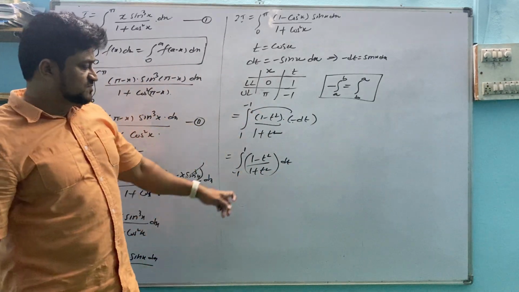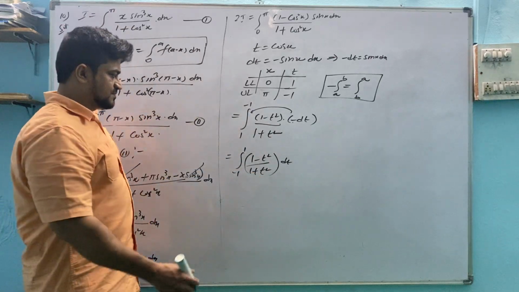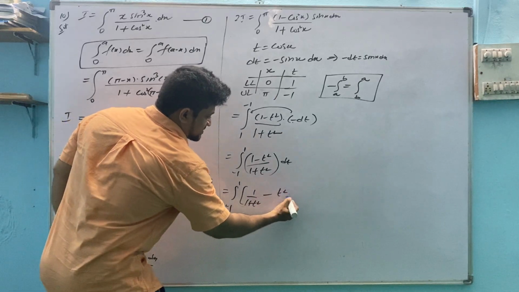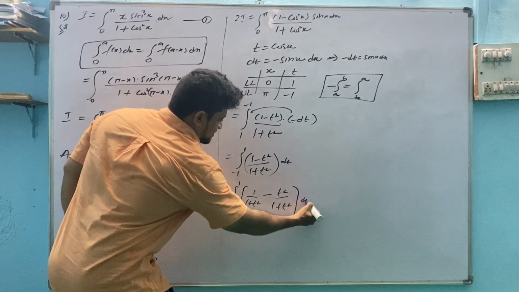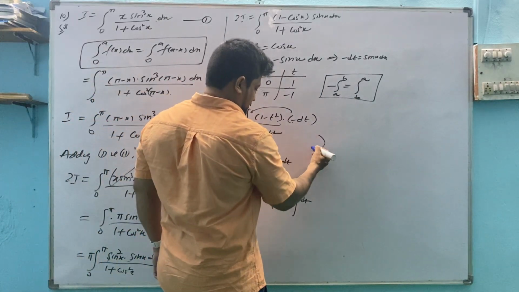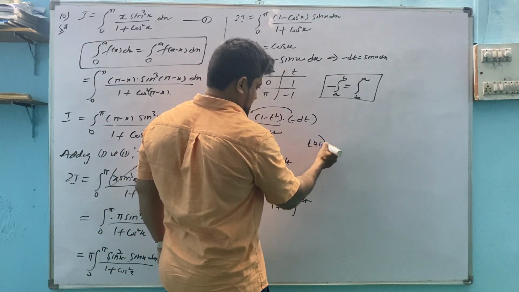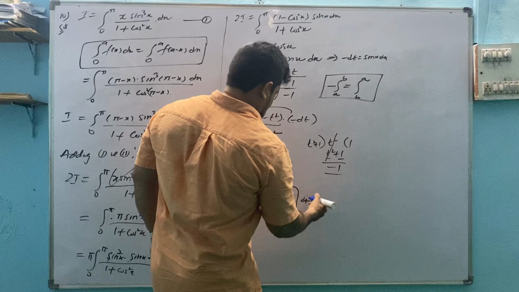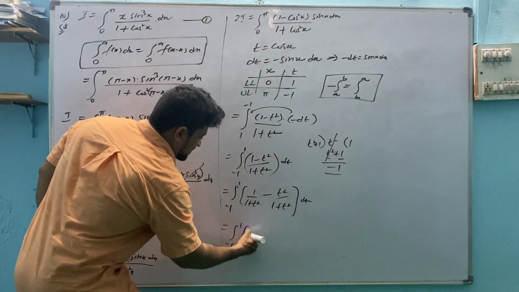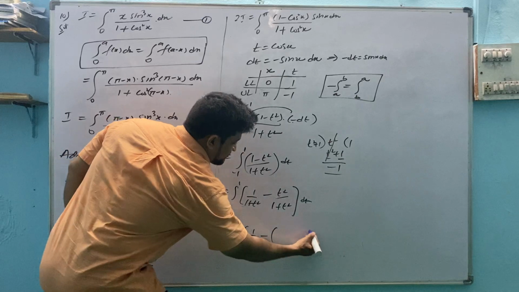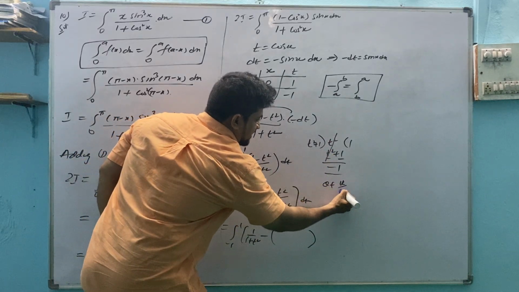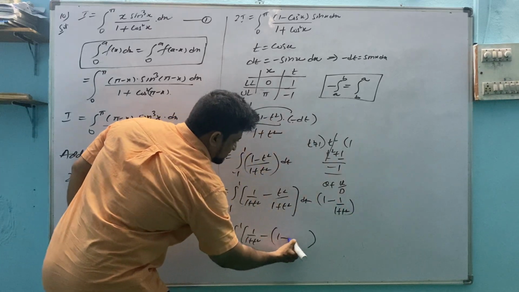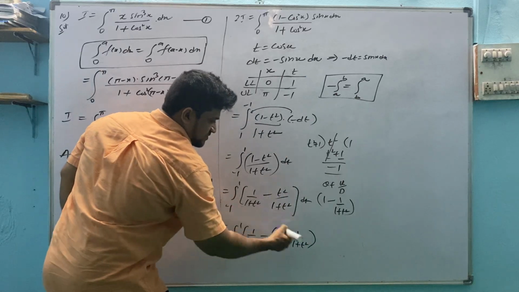Now we have many methods. One is splitting them. Now I split the first one: 1 by 1 plus t square minus t square by 1 plus t square. I am dividing them. Subtracting them, minus 1 to 1, 1 by 1 plus t square minus, after division, 1 minus 1 by 1 plus t square. This is the value after division.